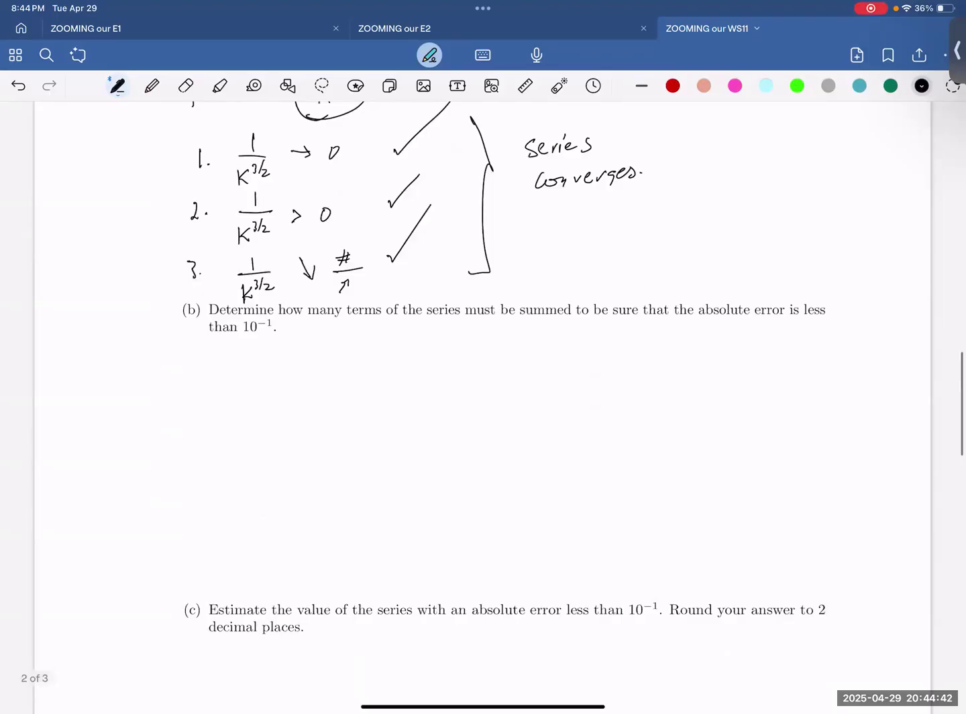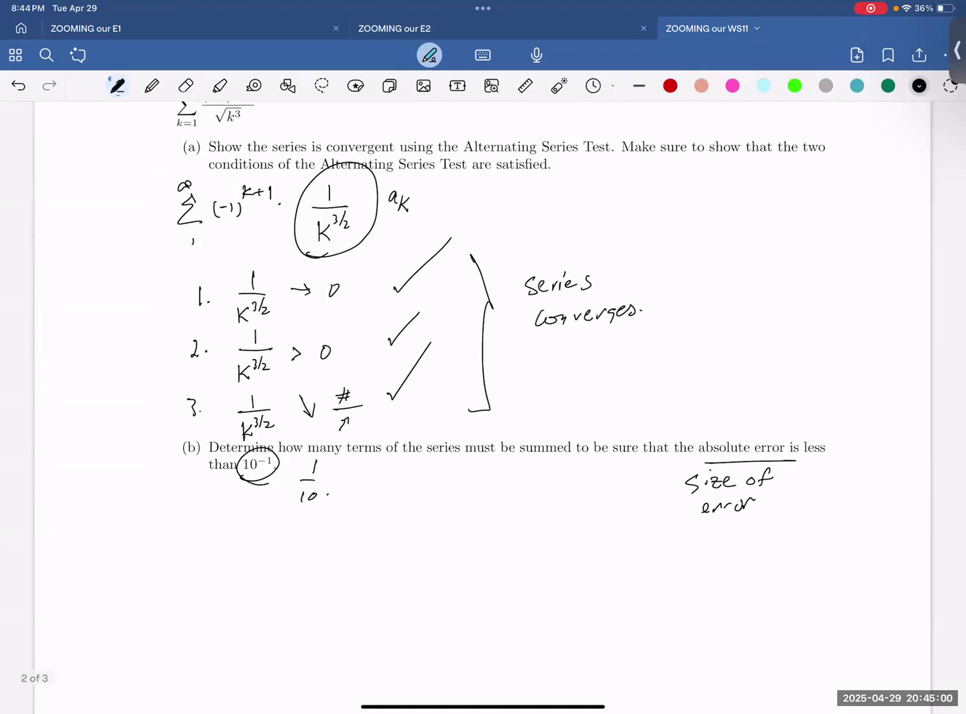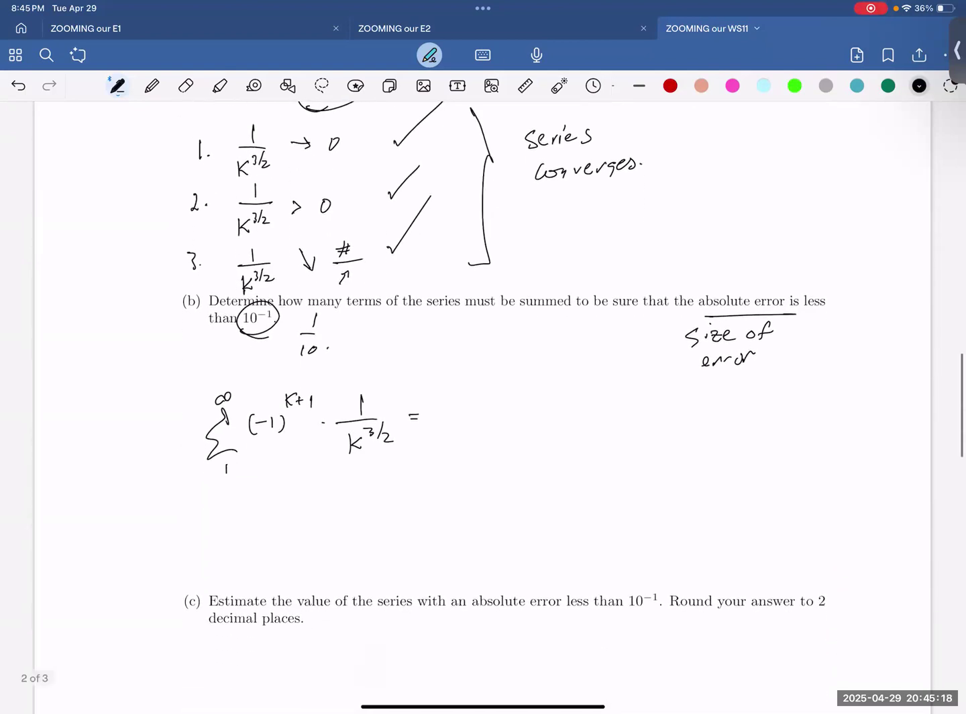Determine how many terms of the series must be summed to be sure that the absolute error, or the size of the error, or the positive version of the error, is less than a tenth. The easiest way to do this is to list out your terms and find one that's less than a tenth, and then you take the previous many terms. So if our series was negative 1 to the k plus 1, 1 over k to the 3 halves, and you listed out terms. I'll list the negatives and positives here because that'll matter when we take the sum, but not for the error. Okay, plug in a 1.